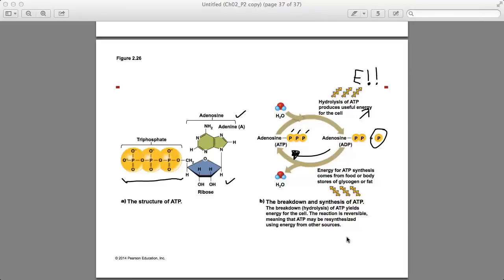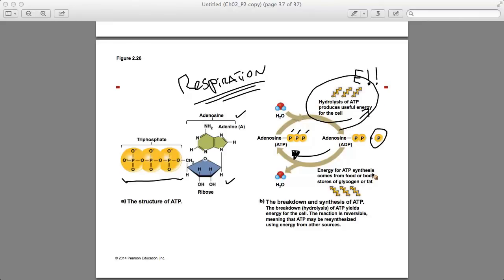Okay, and then in later chapters and later sections, we'll talk about how you get ATP and basically respiration, cellular respiration, is going to be an important way to make ATP that will then be available to fuel reactions, give enough energy. Okay.